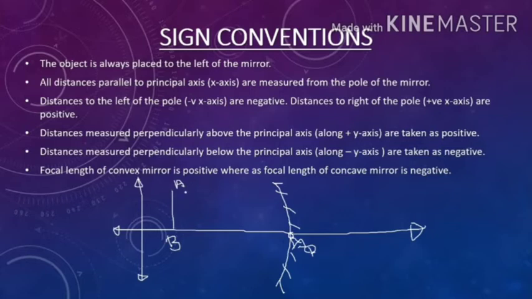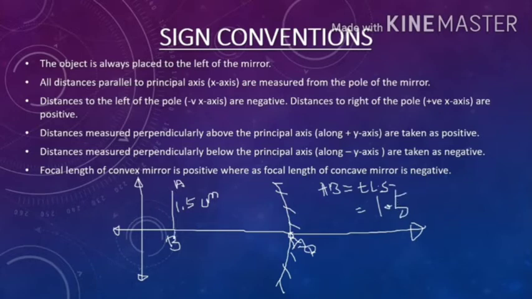If this is 1.5 centimeters, then we will write AB equals positive 1.5, or plus 1.5, or we can simply write it as 1.5.